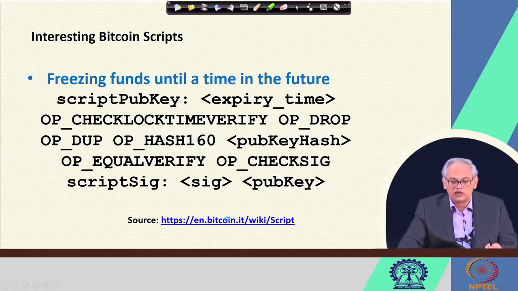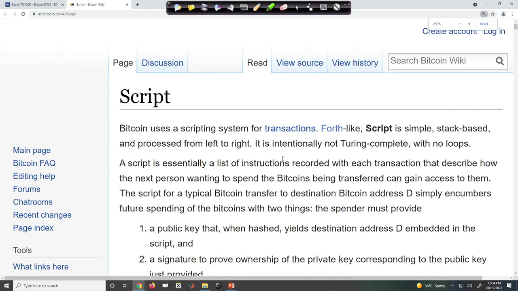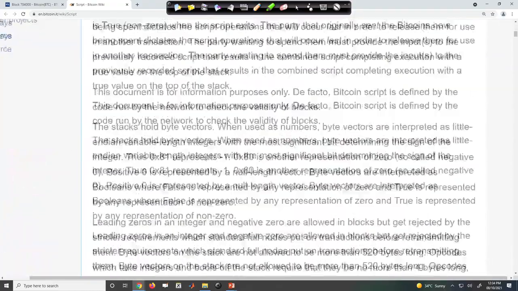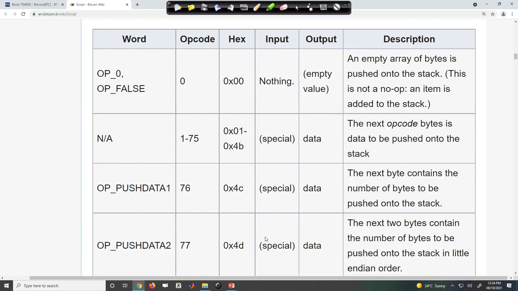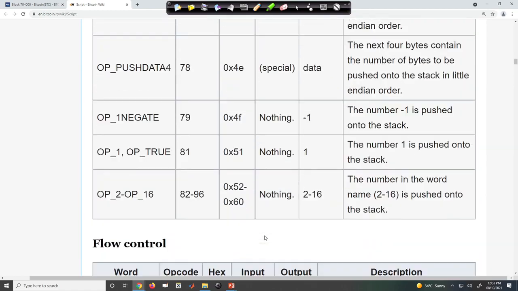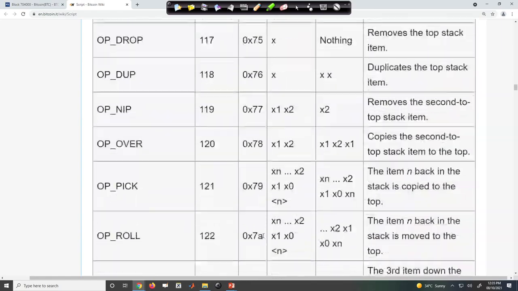And you can take a look at this site as well, where you will get a lot of interesting scripts. Some of the scripts are the ones that we have shown here in the lecture so far, and there are several other very interesting scripts, and it has an exhaustive list of all these different types of operations that you can do, and stack based processing and so on.